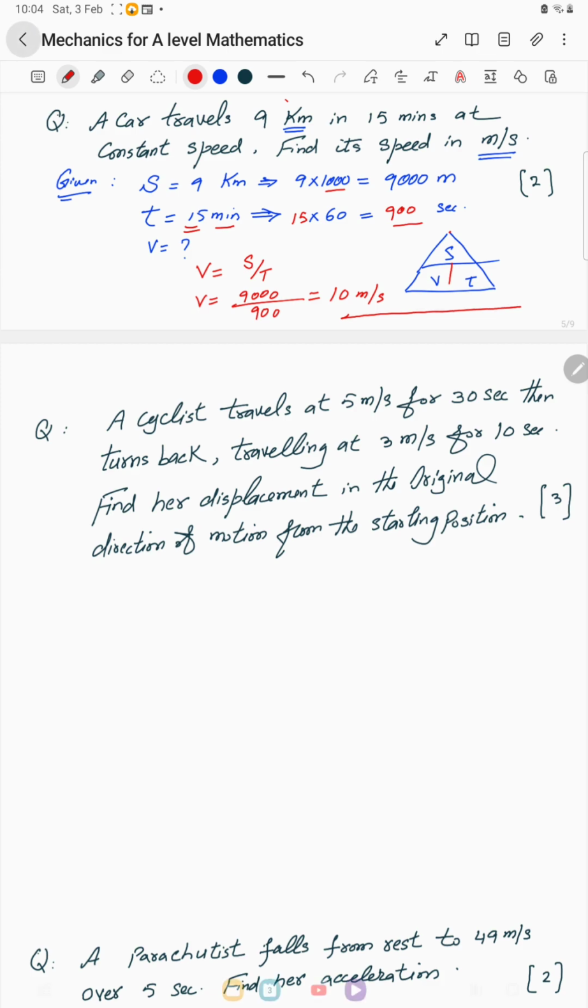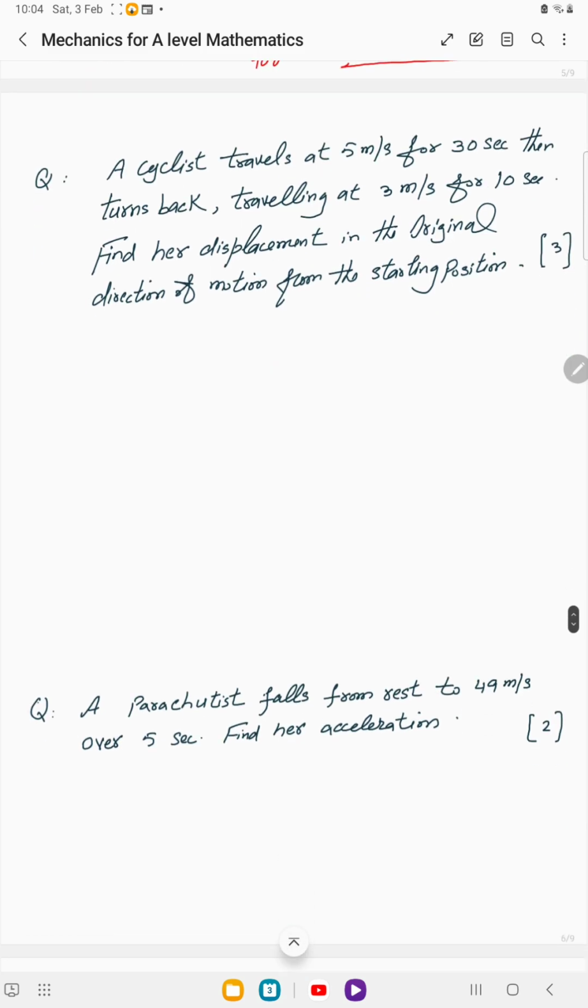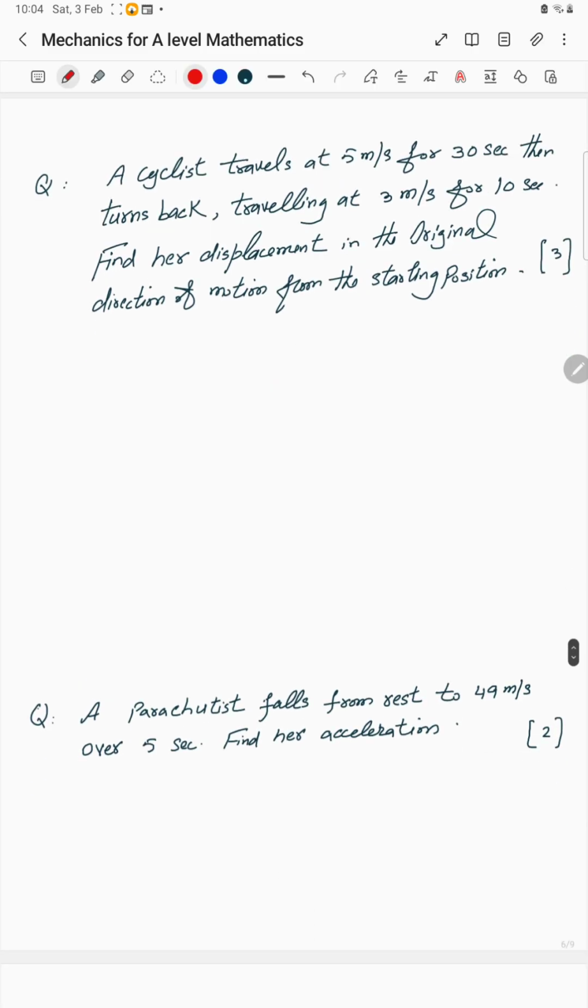Let's proceed to the next one. Okay, it's stated that a cyclist travels at 5 meters per second for 30 seconds, then turns back, traveling at a speed of 3 meters per second for 10 seconds. Find her displacement in the original direction of motion from the starting position.